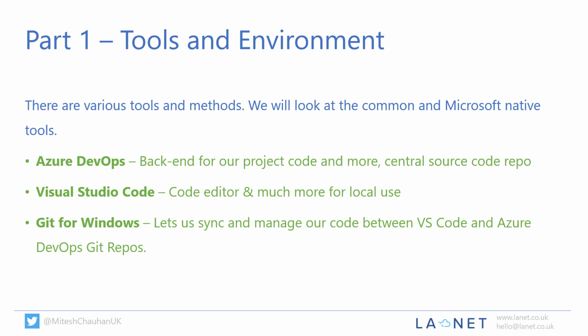So there are lots of tools and methods that we can use. We're just going to look at some of the common ones and the Microsoft native ones. One of those tools is Azure DevOps, which we use as our backend repository for our source code. And then we'll use Visual Studio Code, a tool that we use on our own machines to manage and edit code. We can do a lot more with it as well. We can also deploy code and many other things to other environments, not just Azure. And we use Git for Windows to help us manage the synchronization of our repo. So Azure DevOps gives us a Git repo, and we'll install Git for Windows and do some basic configuration to allow us to do check-in and check-out functionality.